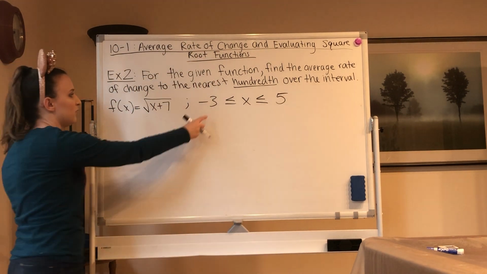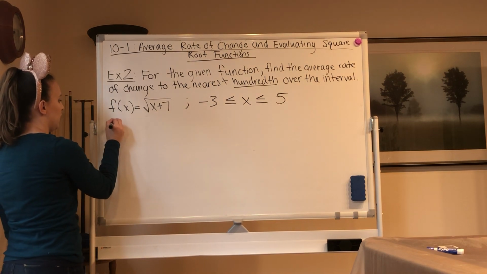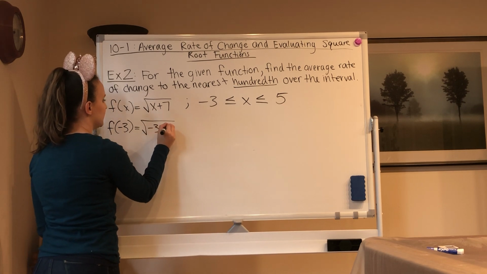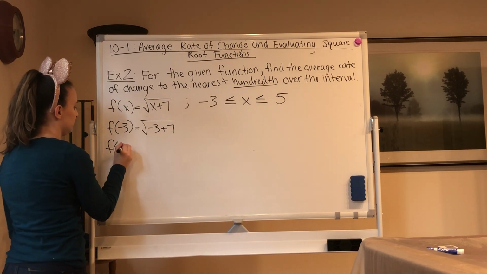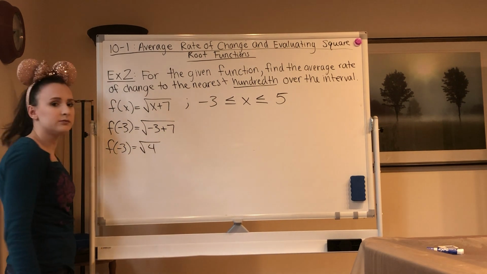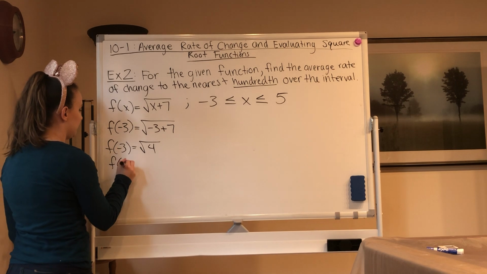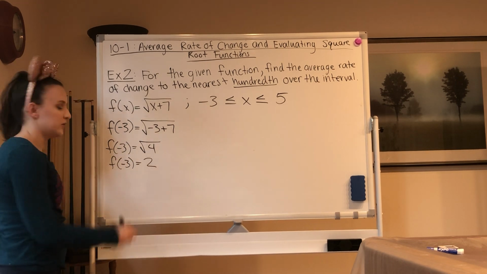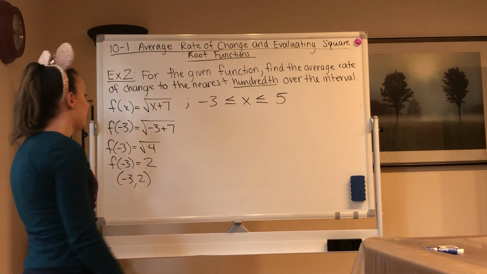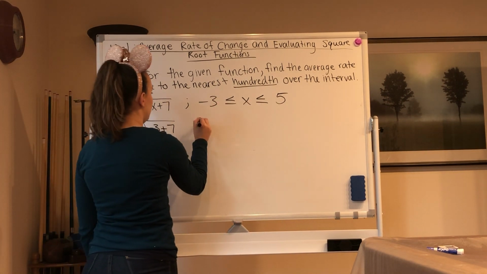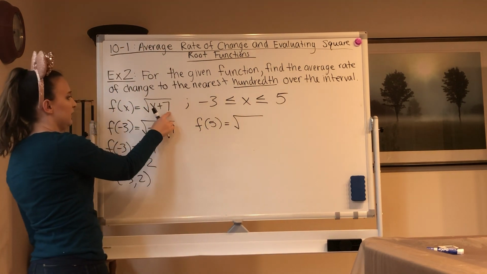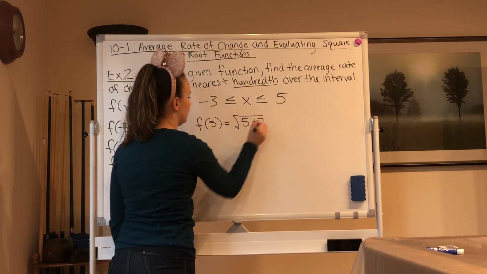Okay, we're going to start off with plugging in -3. So f of -3 equals the square root of -3 plus 7. F of -3 equals the square root of 4. F of -3 equals 2. So that is the point -3, 2. Okay, now we're going to plug in 5. F of 5 equals square root of 5 plus 7.